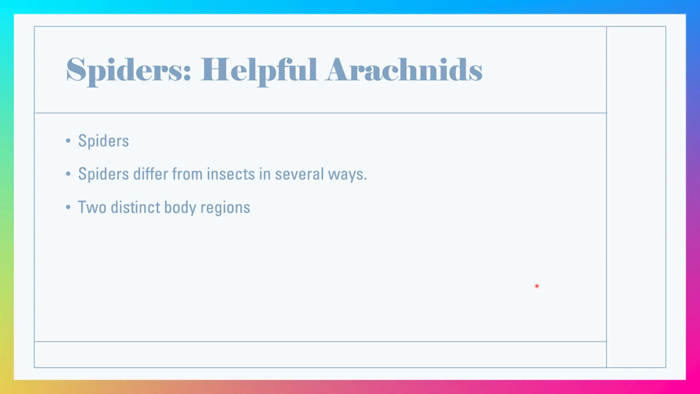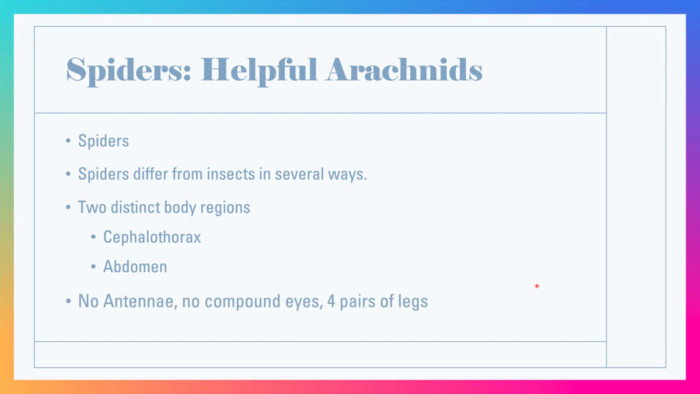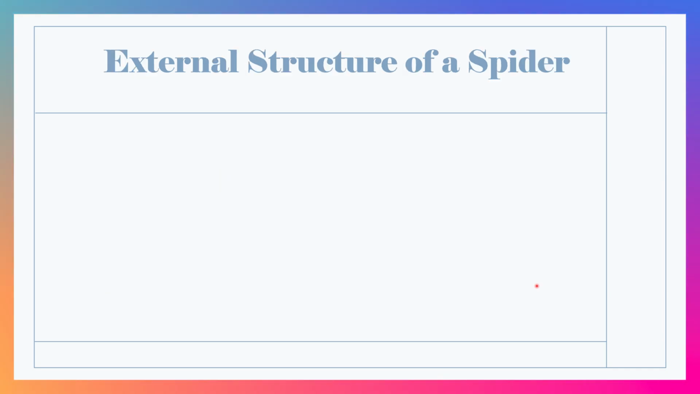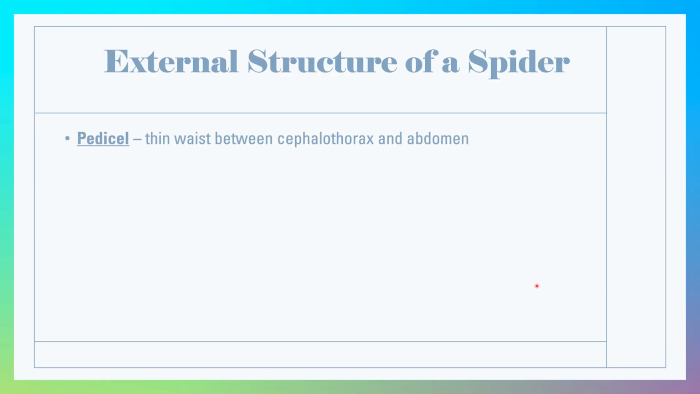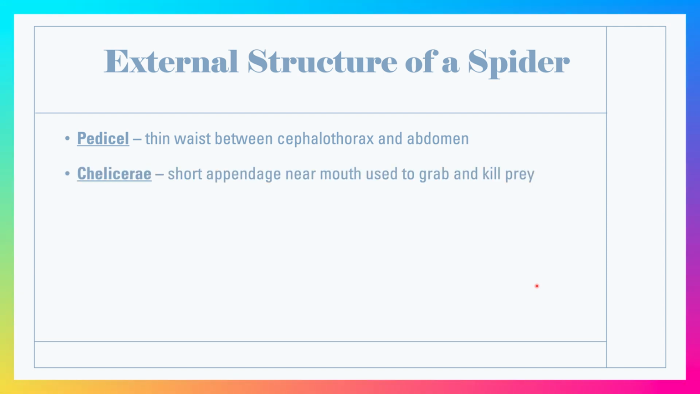Well, there are 2 body regions instead of 3, the cephalothorax and the abdomen. They have no antennae, they have no compound eyes, only simple eyes, and they have 4 pairs of legs instead of 3, so they have 8 legs total instead of 6. Externally, the spider is made up of a very thin waist called the pedicel, which is between the cephalothorax and the abdomen.